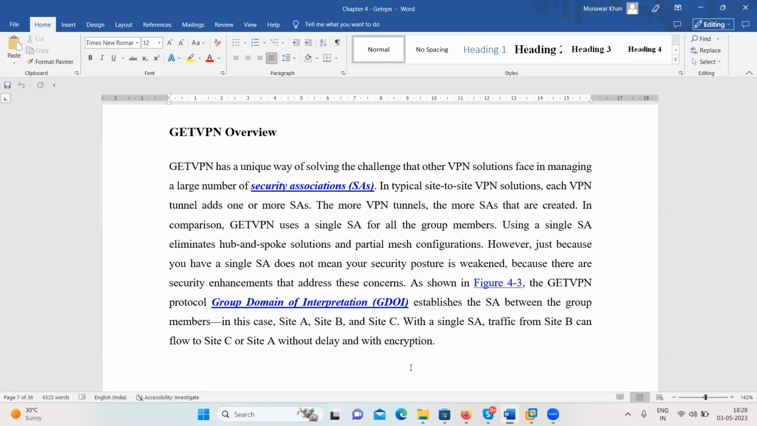That is why the term is any-to-any VPN. GETVPN means what? Any to any. It is not hub and spoke. It is not spoke to spoke. It is any to any. It's a mixture of both hub and spoke and spoke to spoke.